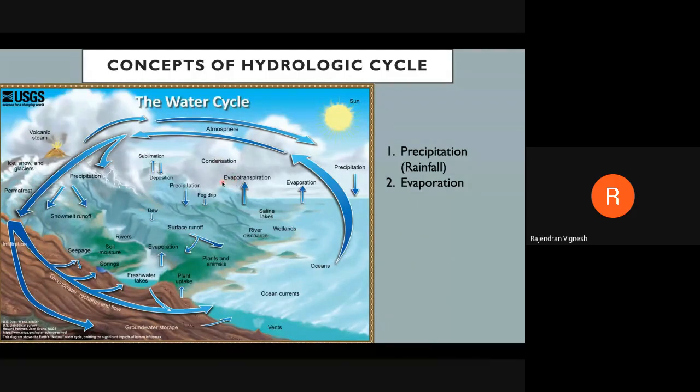There is one more thing called evapotranspiration. It is nothing but the combination of evaporation plus transpiration. Evaporation is the liquid water converting into vapor state. Transpiration is the rainfall which falls on the green cover, the trees and plants, and gets evaporated without going into the ground. When you combine both evaporation and transpiration, that is called evapotranspiration.